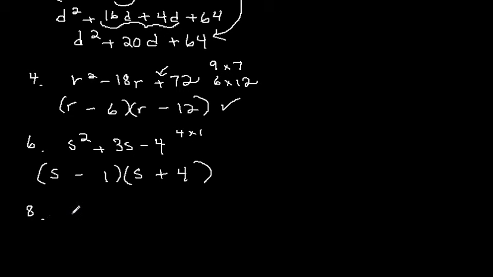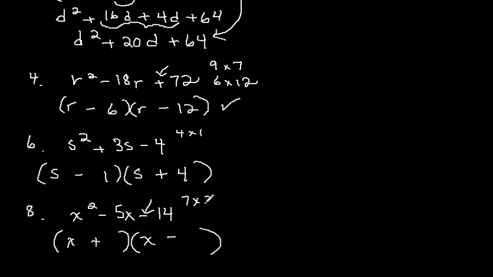8x squared minus 5x minus 14. Okay, two sets of parentheses. The last sign is negative, that means one's plus, one's minus. x times x. Factors 7 times 2, or 1 times 14. So this time it's which two, when you subtract them, you get the middle number. Well, if we subtract 2 from 7, we're going to get 5. So this is our winning combination.